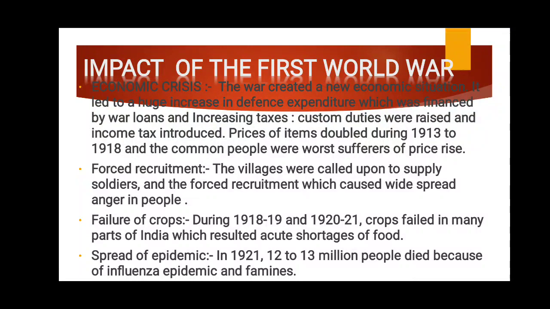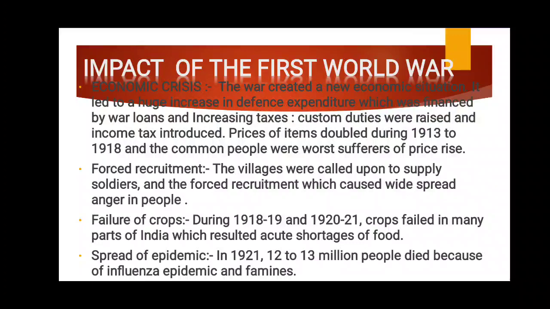Next, failure of crops. Even during 1918-19 and 1920-21, crops failed in many parts of India, which resulted in acute shortages of food. Along with all these things, there was also a spread of epidemic influenza. In 1921, approximately 12 to 13 million people died because of the influenza epidemic and famines. So all these reasons were the ground for the movements.